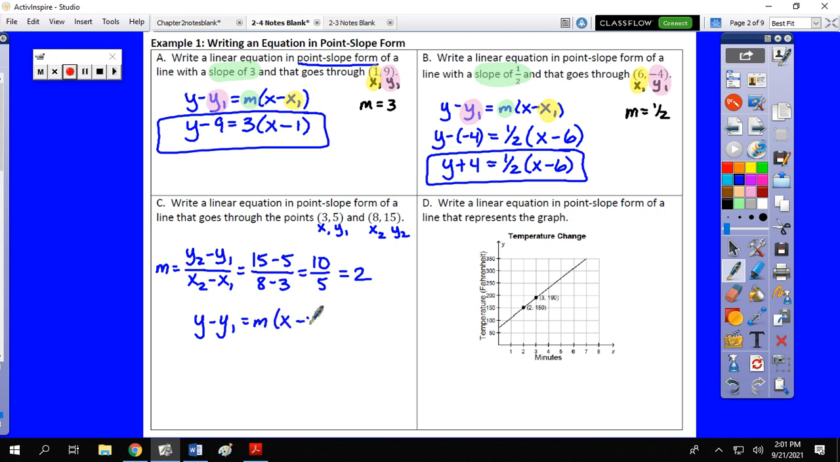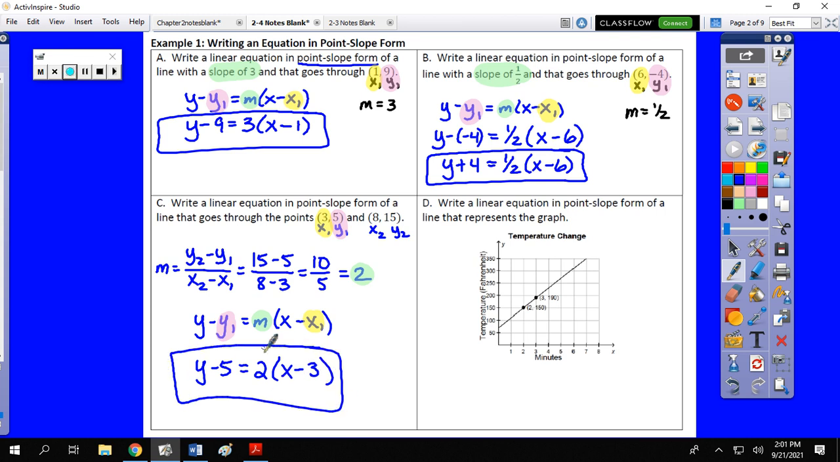From there, it's just like the 2 up above it. We are going to plug in the slope, which we just found, for m. And we are going to plug in x1 and y1. Although it technically doesn't have to be that point. You could use the other point as well for your x1 and your y1. So we have y minus 5 equals 2 times x minus 3.